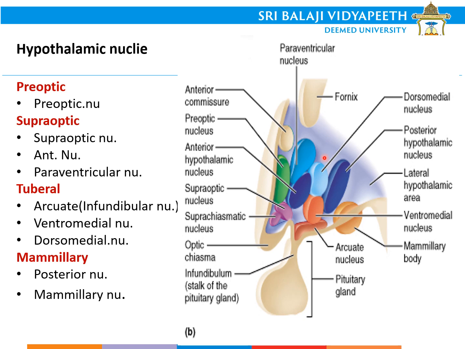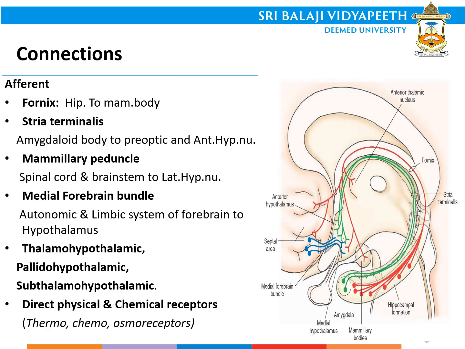Again, even the hypothalamus has a number of nuclei. In the preoptic region, you have the preoptic nuclei. Then the supraoptic region consists of the supraoptic nucleus, the anterior nucleus, and the paraventricular nucleus. The tuberal region includes the infundibular nucleus, which is otherwise also called the arcuate nucleus, the ventromedial nucleus, and the dorsomedial nucleus. The mammillary region includes the posterior nucleus and the mammillary nucleus.